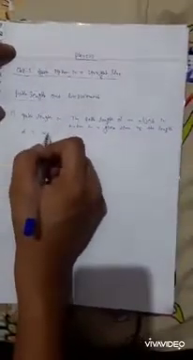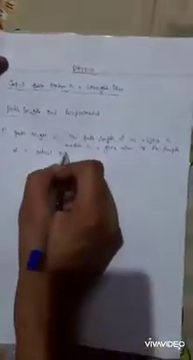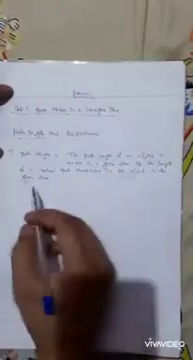The path length of an object in motion in a given time is the length of actual path traversed by the object in the given time. So the path length of an object in motion in a given time is the length of actual path traversed by the object in the given time.